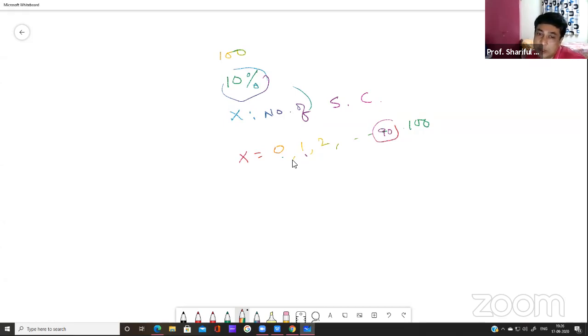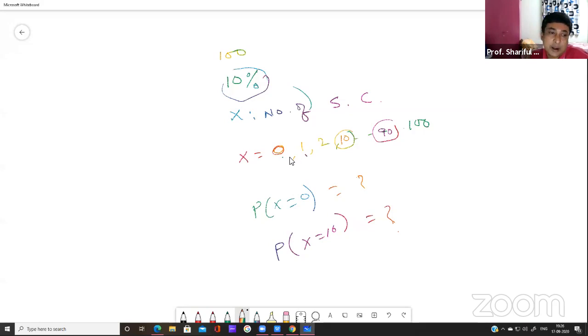Obviously, the probability of X for no customer being successful may not be equal to the probability of X for other values. So in this case, the probability of X equal to 0 and the probability of X equal to 10 may not be equal. The success chance of these and these may not be equal, but it will follow some specified rule.